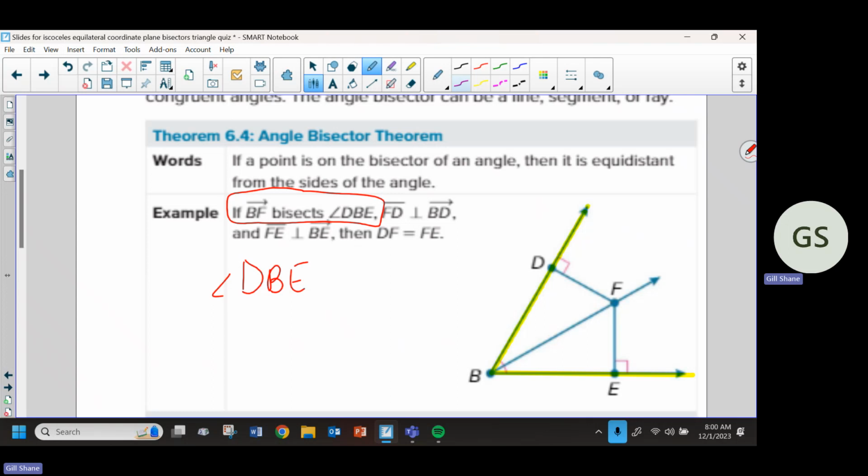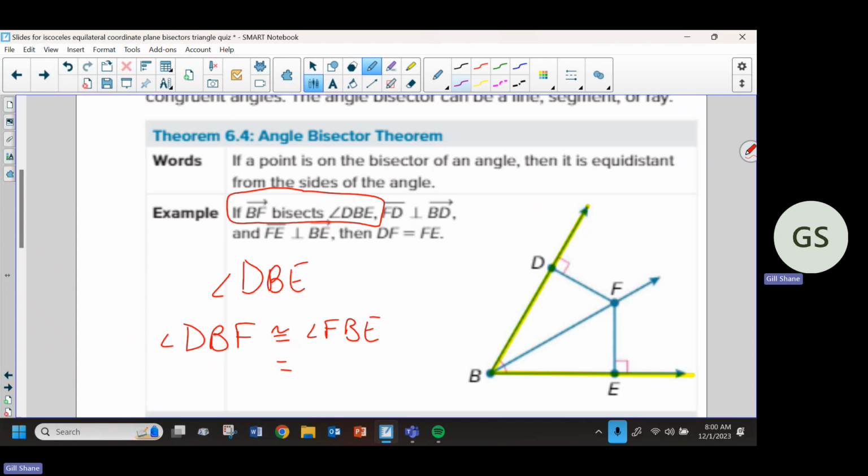What does that mean? What's equal? Specifically. Not the sides. It bisects the angle. So what does it mean? That's what I wanted to hear. Angle DBF, use your words, is congruent to, or we could also say equals if we're talking about numbers, angle FBE. That's what it means.